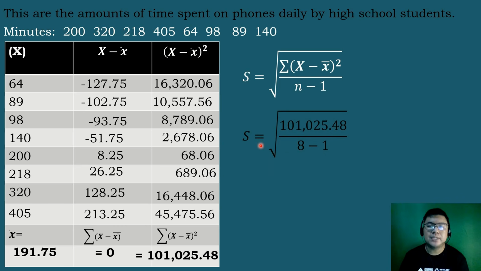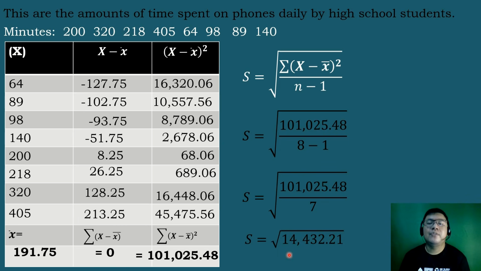We will substitute the corresponding values. So bring down S equals the square root of the summation of each value minus the mean raised to the second power, which is 101,025.48. The value of n is equal to 8 because there are 8 students who participated in the survey. And then 8 minus 1 will be equal to 7. And then dividing these two numbers, 101,025.48 divided by 7 is equal to 14,432.21.